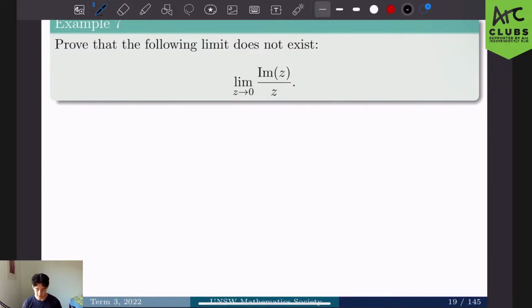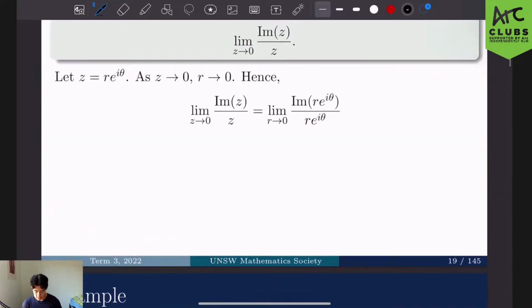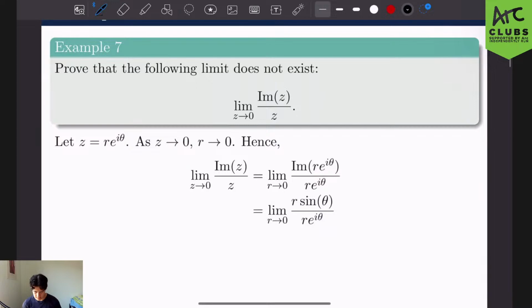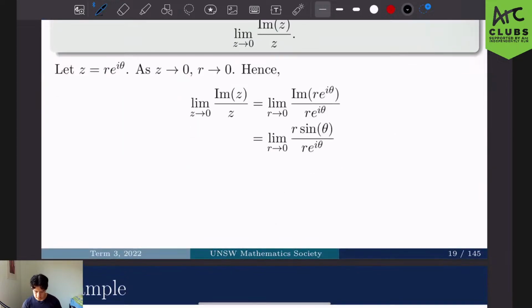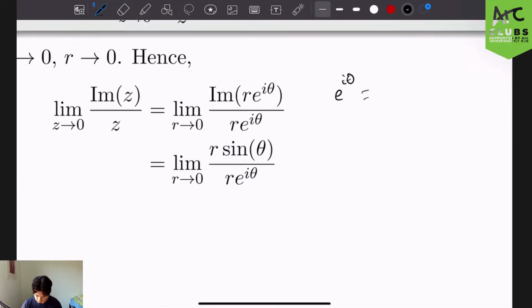Alright, so our first example is proving that the following limit does not exist. First we'll rewrite z as r e to the i theta. As we're observing the behavior of the limit, z is approaching 0, so we also have to set this r to approach 0 as well. Now we can just substitute this in, and we'll get this line. And next, remembering that r e to the i theta is this.